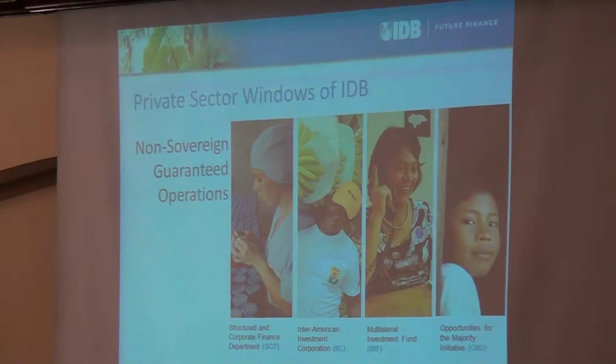The Inter-American Investment Corporation does loans that are a little bit smaller than SCF, and they can also make the equity investments that Leslie was talking about. The Multilateral Investment Fund operates primarily with grant resources that they give to small and medium-sized enterprises. This is for technical assistance in building the capacity of businesses. And then the last is Opportunities for the Majority, and they do lending primarily with banks targeted to the base of the pyramid. I'm happy to follow up with any questions on those different windows later.